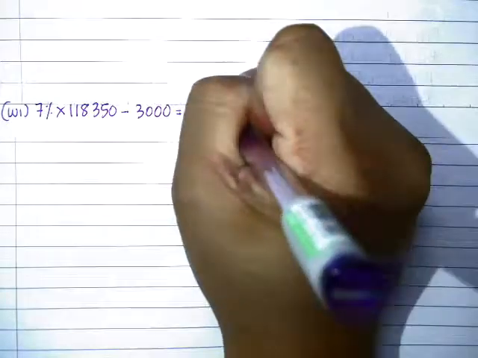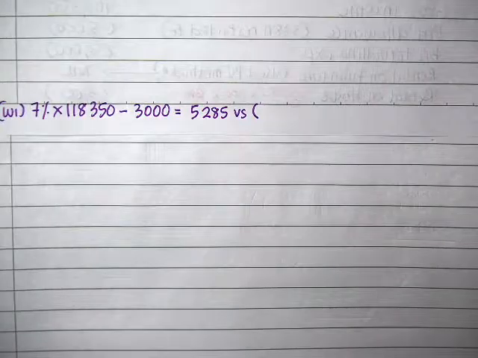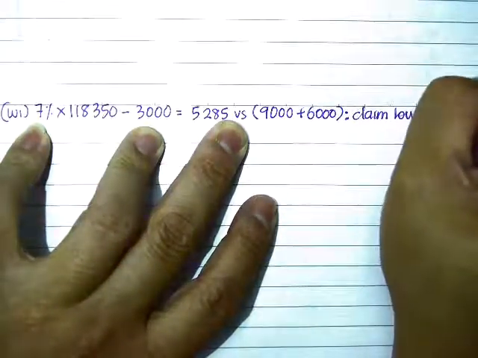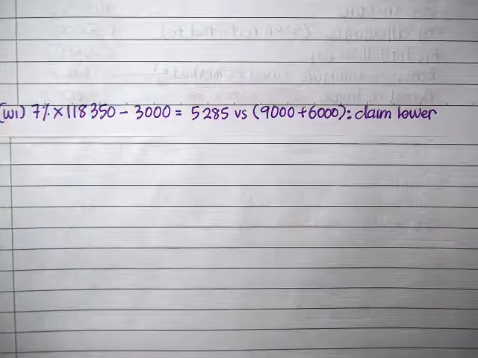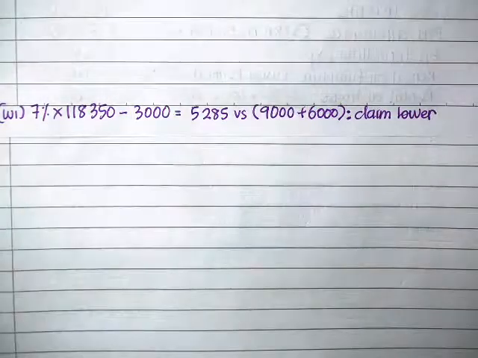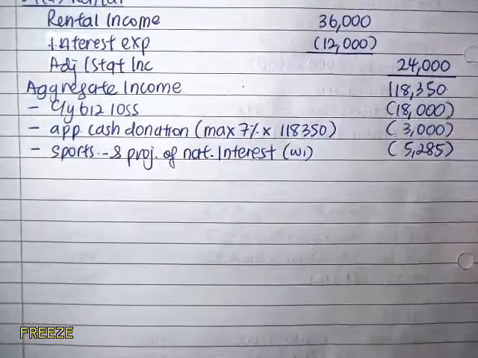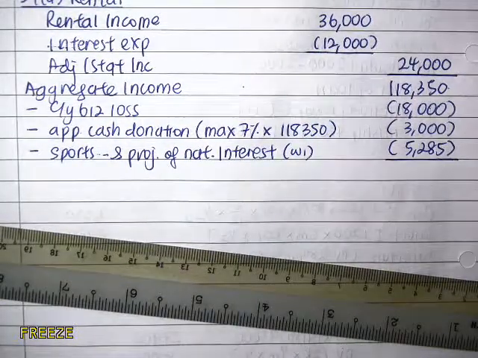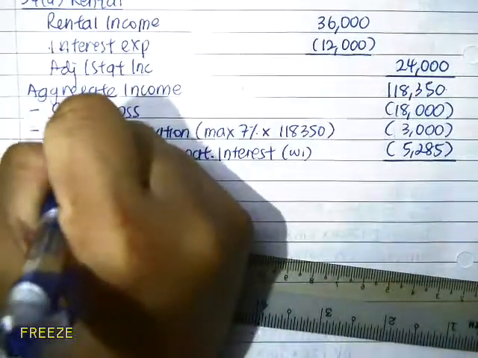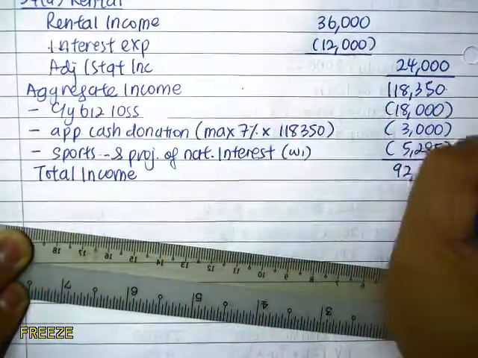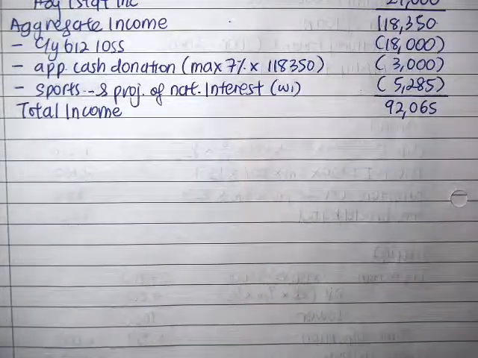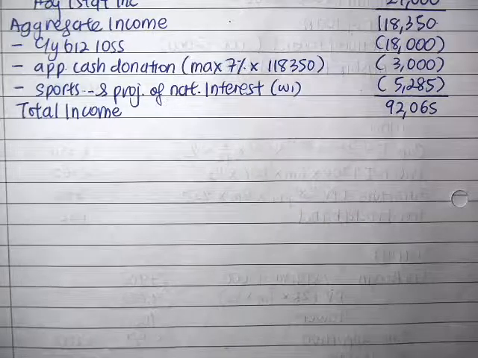So the balance is 5,285. Now you compare with the actual donation, which is 9,000 plus 6,000. So we claim the lower, which in this case the lower is 5,285. So you take the 5,285 and you minus. Okay, 92,065. Alright, after you claim the donation, the total is 92,065. Okay, we're only left with relief, and we have run through the question.